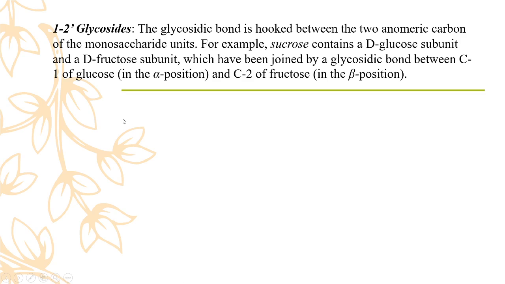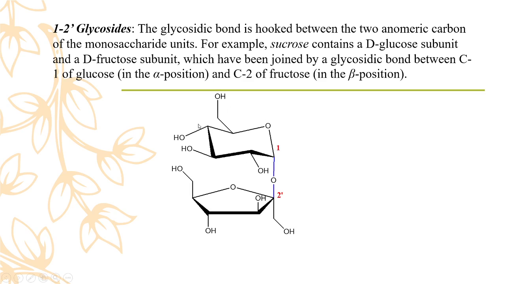Okay, so this glycoside is sucrose, and sucrose is formed when D-glucose and D-fructose are joined via the 1,2 glycosidic linkage. So you can see here, this is the D-glucose which is present in the alpha position, okay, and this is the fructose 5-member sugar which is present in the beta position, and this linkage is 1,2 glycosidic linkage, okay, and this disaccharide is called sucrose. So this is the 1,2 glycoside.